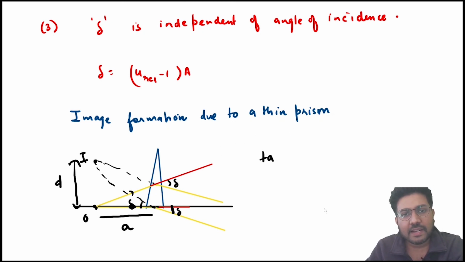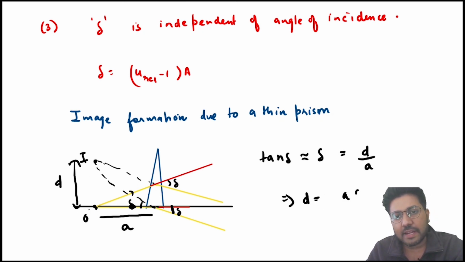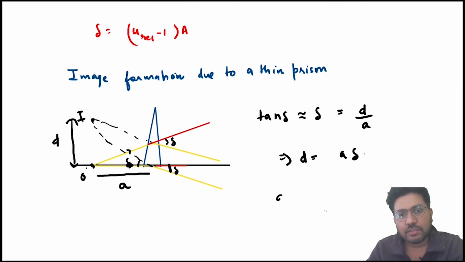So I will write tan delta is nearly equal to delta. Why? Because the angle of prism is very small, so deviation is also very small. So tan delta is nearly equal to delta is equal to d by a. So that means the distance between the object and the image is equal to a delta, right? Where delta is mu minus 1 into A.